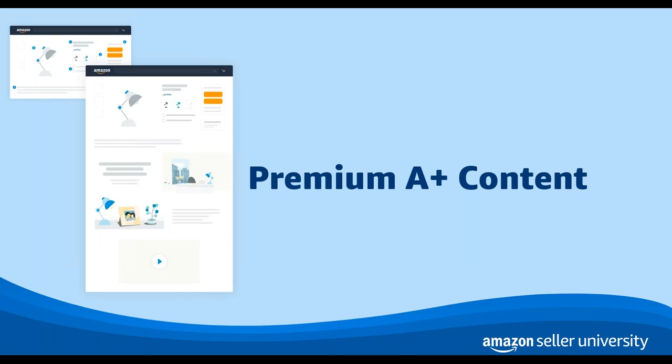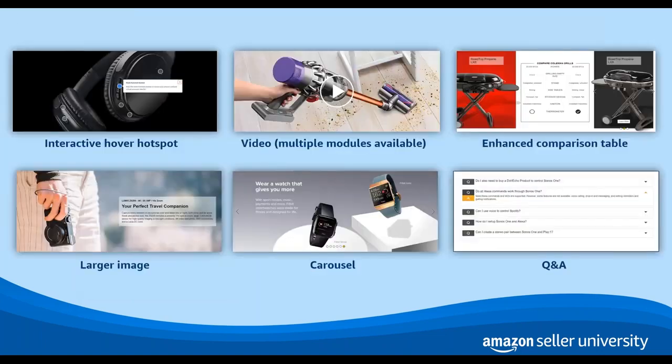Upgrading to Premium A+ lets you use larger, higher quality images than you can with the basic A+, and it also gives you access to 6 additional module types. And those module types are interactive hover hotspots, the video carousel modules, enhanced comparison tables, the larger images that we were talking about, the carousel modules, and the Q&A module.